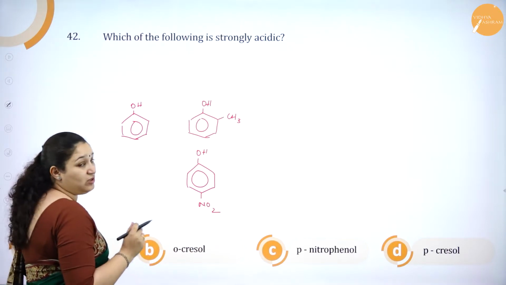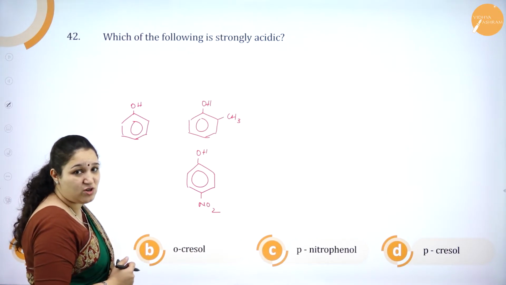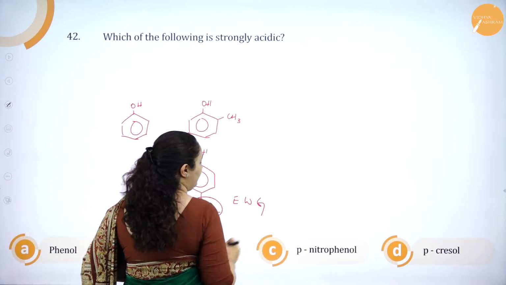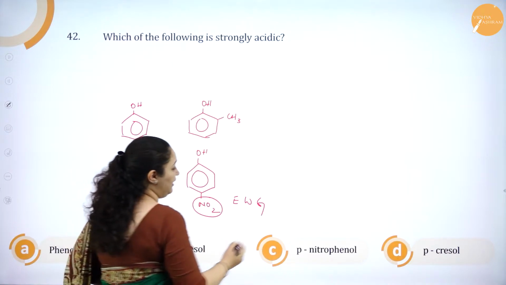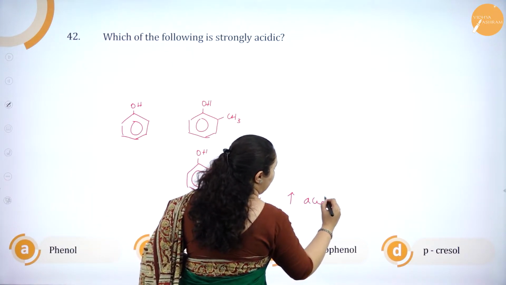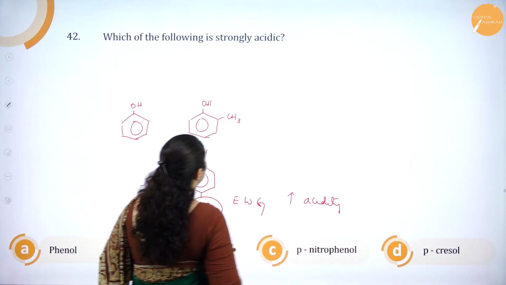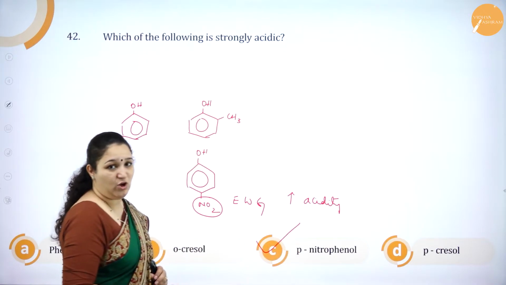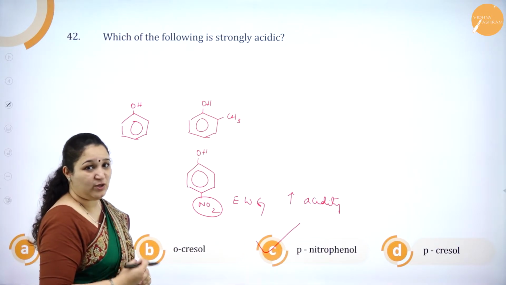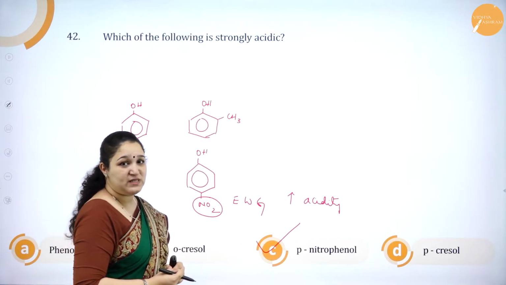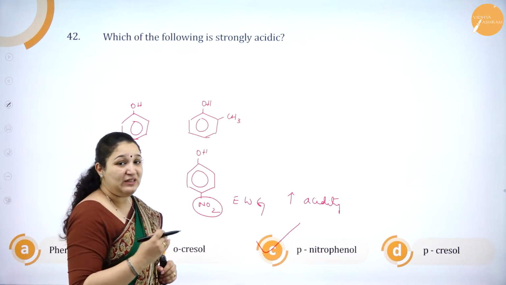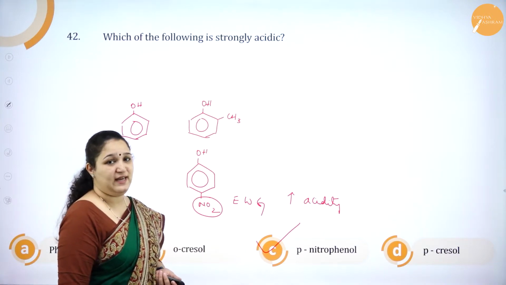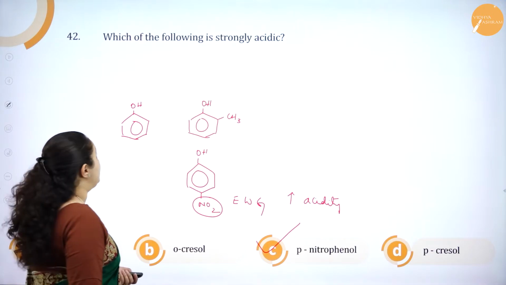Now which is the electron donating group and which is the electron withdrawing group? NO2 group is the electron withdrawing group. We know that if an electron withdrawing group is there, it will increase the acidity, isn't it? So which is strongly acidic? It should be paranitrophenol because of the electron withdrawing group which is present. If a CH3 group is there, it is an electron donating group, so it will decrease the acidity, isn't it? That's why this is the most acidic. Okay, so we'll see the next question.